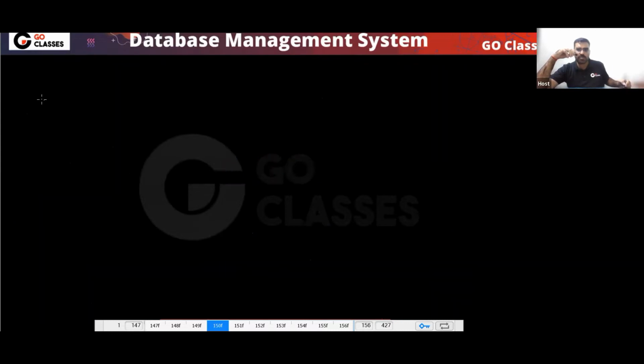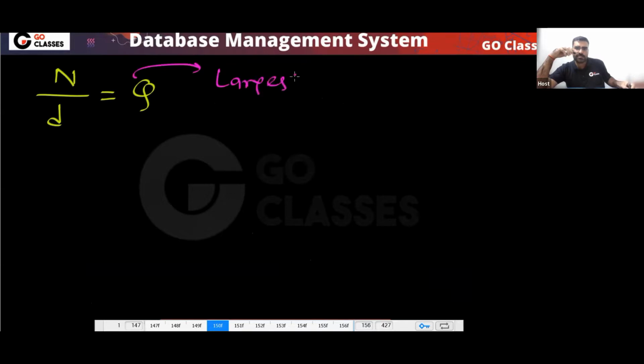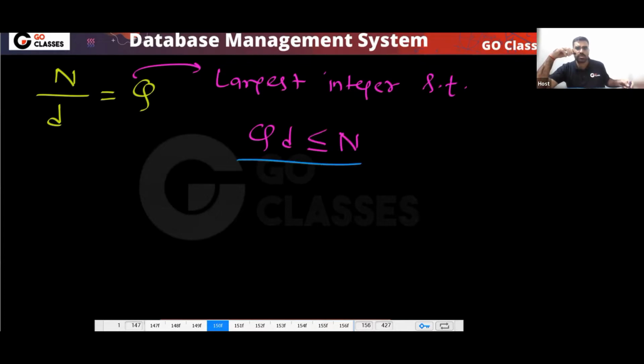Are you getting my point? Remember, if you have some numerator n, and this is your denominator d, and the result will be q. When can you say the result will be q? Can I say this q is the largest integer such that qd is less than or equal to n? Agree or not? Yes or no? Is this definition clear for the division operation?